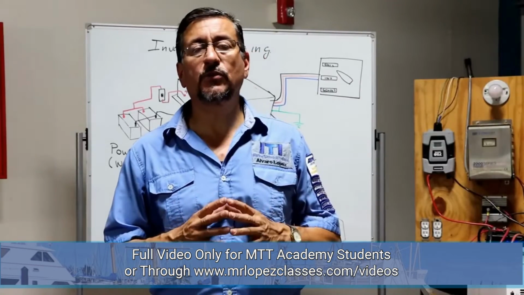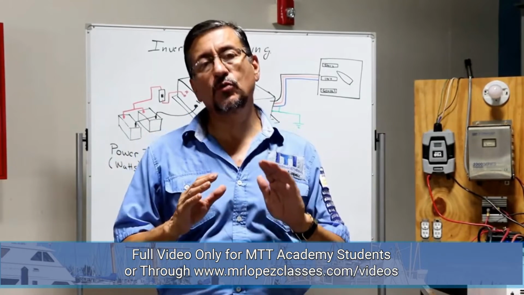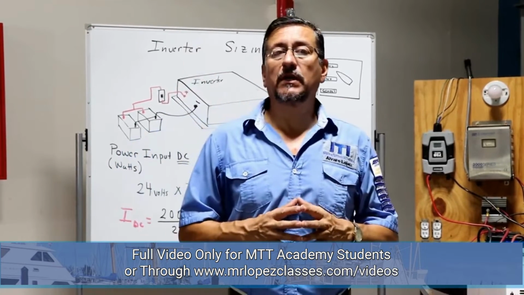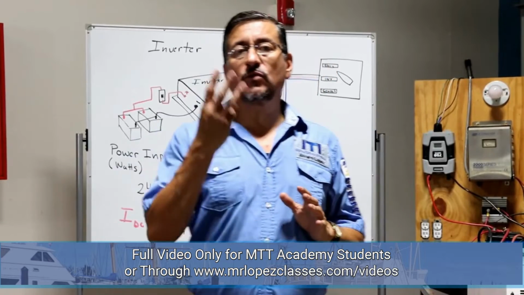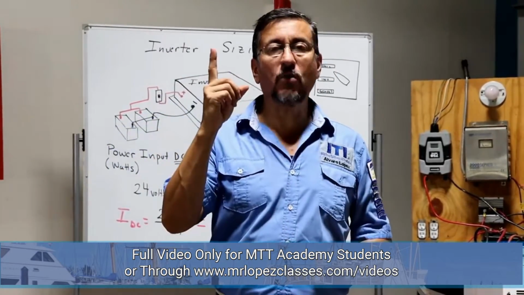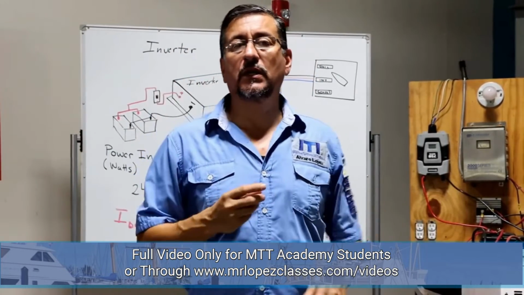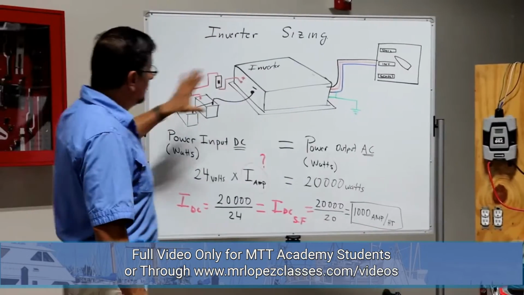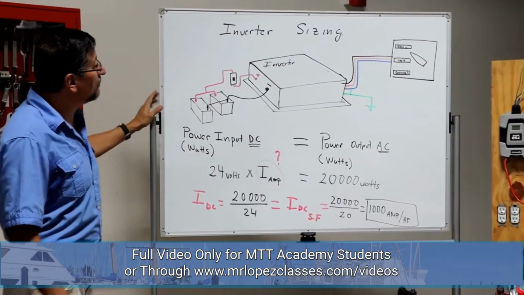I am going to explain the procedure to calculate the capacity of the inverters in kilowatts, and I am going to explain the procedure to install the inverter on the boat. Remember, the inverter is one of the three sources of AC power. One source of AC power is the shore power, the second one is the generator, and the third one is the inverter. This is the typical connection of the inverter.